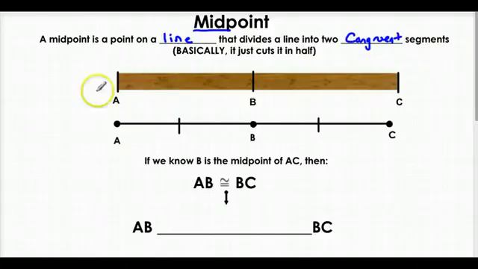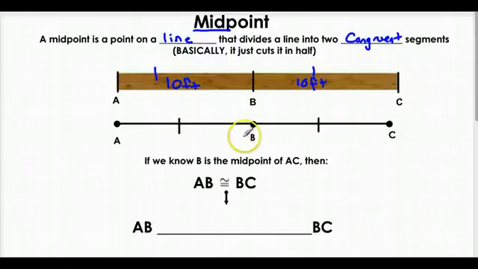Let's look at a piece of wood. Let's say B was our midpoint, right in the middle. And I knew that AB, this part of the wood, was 10 feet long. If B is right in the middle, how long is this part of the wood? It's also 10 feet, because it's right in the middle. 10 feet this way, 10 feet this way. So we would say that they're congruent, and I'd draw those congruent lines through it.